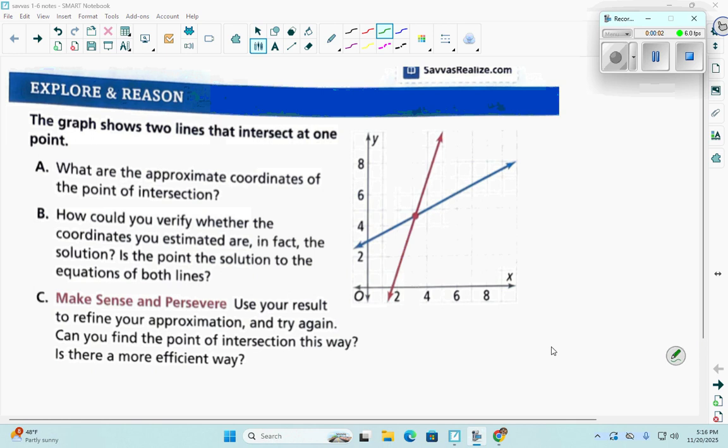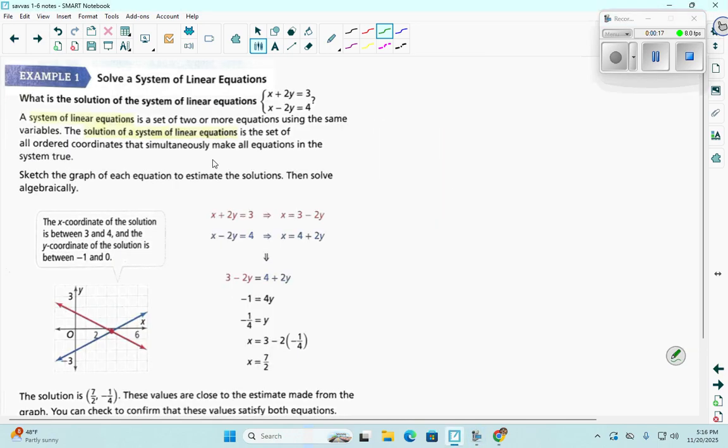Okay, so this go around, we're going to skip the explore and reason on this one, just due to time and constraints that we have. So we're going to skip over this one, so don't worry about that in your workbook. Okay. All right, starting with example number 1.